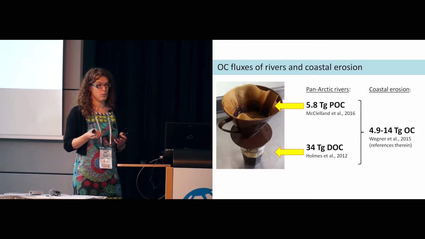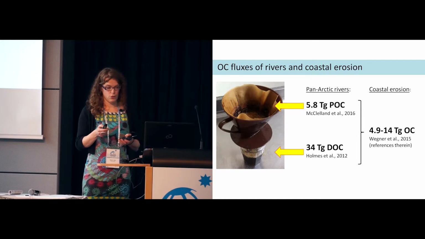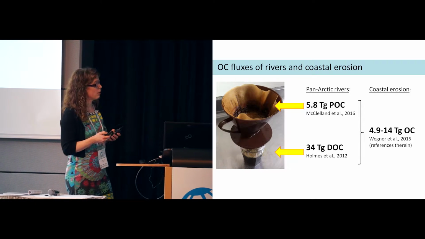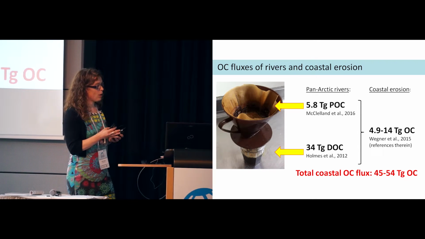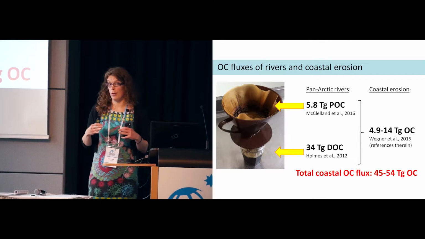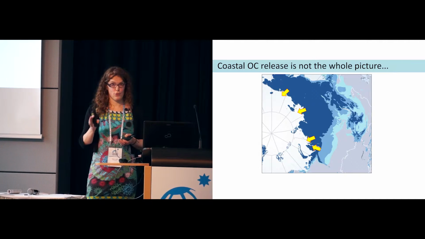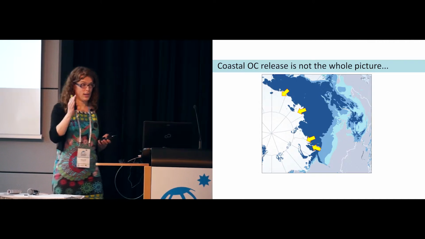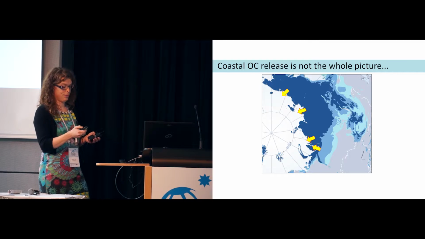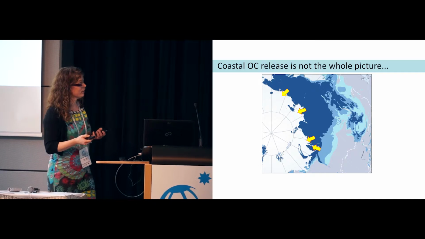It also varies more because it's harder to measure the whole coastline than the river mouths of a few big rivers. So if you add these up, you could get to a total organic carbon flux at the river mouth of about 50 teragrams. But this is, of course, at the river mouth, at the interface between land and ocean, and that's totally not the whole picture.